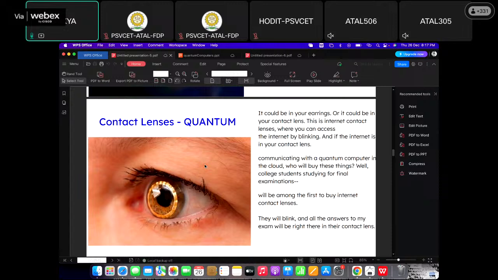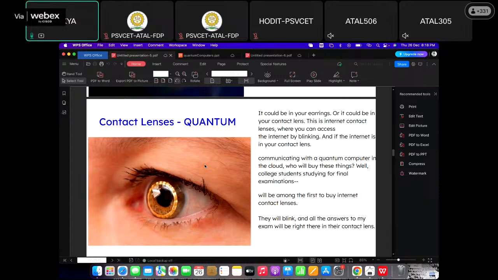The internet in your contact lens communicates with the quantum computer in the cloud, so basically your quantum computing is in the cloud only. Who will buy these things? First of all, who will buy this contact lens? Number one, college students studying for final examinations. With the help of blinking, you can check the questions and the answers. They will be among the first to buy internet contact lenses. They will blink and all the answers to the exams will be right there in their contact lenses.